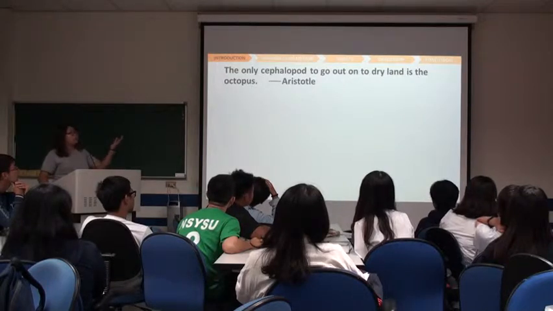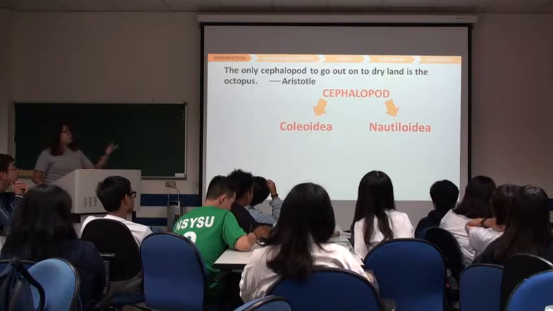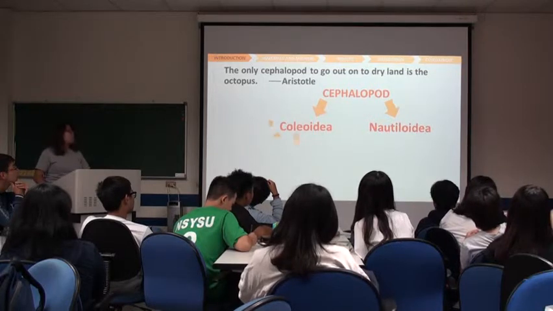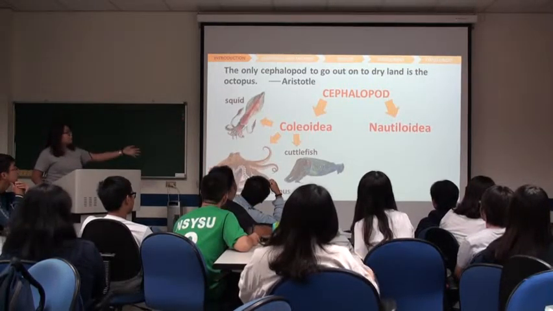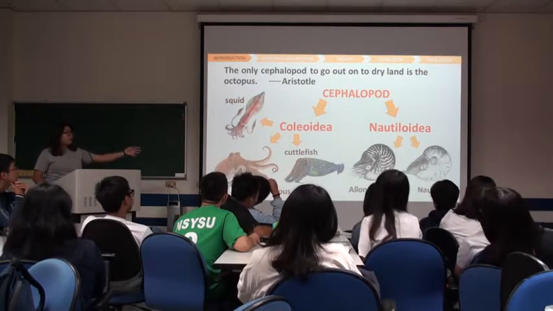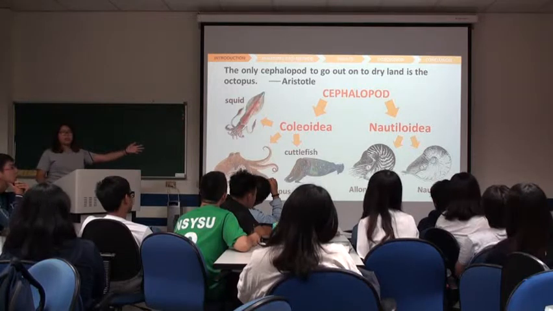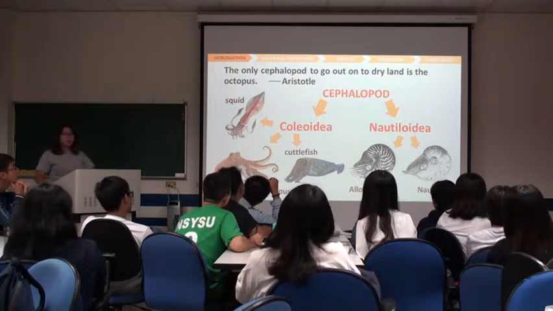So, what are cephalopods? Cephalopods can be divided into two subclasses, the coleoid and the non-coleoid. Coleoids are represented by squid, octopus, and cuttlefish, and non-coleoids by nautilus. Here I will introduce you to the octopus.